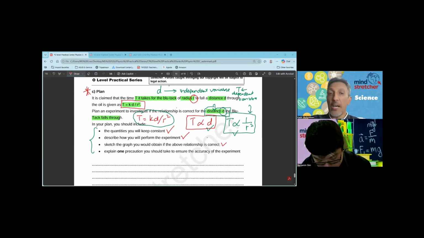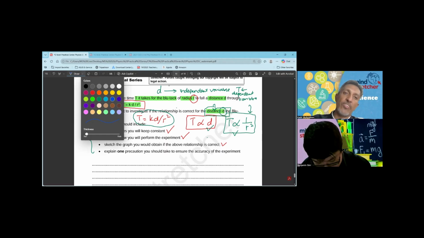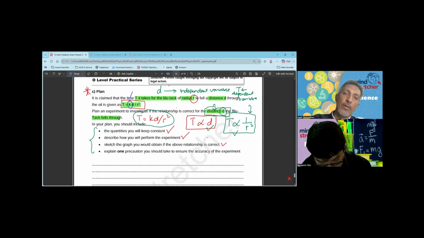Yes, r must be controlled, you're right. But k, we don't know what it is. k is an unknown, it's a constant. This question does not make it known, but k is a constant. Good that you highlighted it. The question did not specify, but take it that k is a constant.